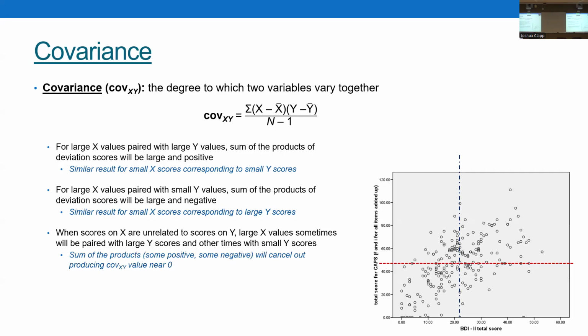But if I've got a situation where x's are unrelated to scores on y, large x's are sometimes going to be paired with large y's, and large x's sometimes going to be paired with small y's. What's going to happen? Everything's going to cancel each other out, and I'm going to get some value very close to 0. This is where I've got a scatter of all of this here.